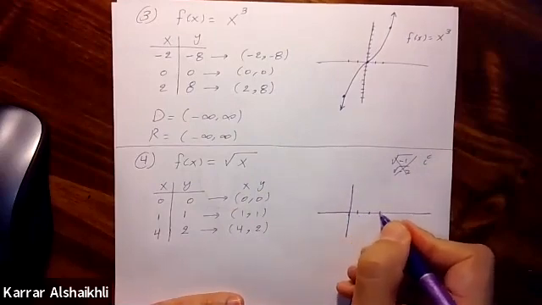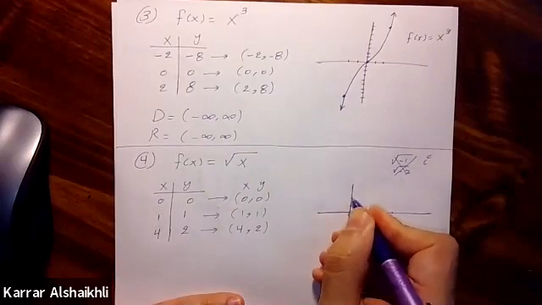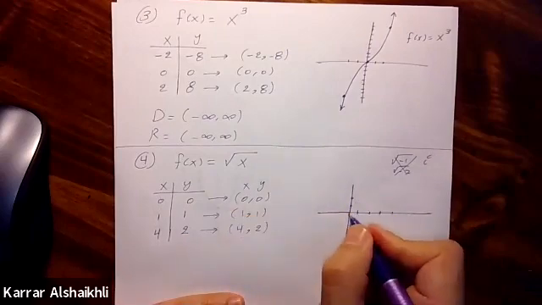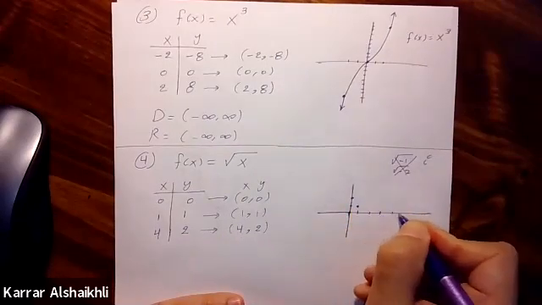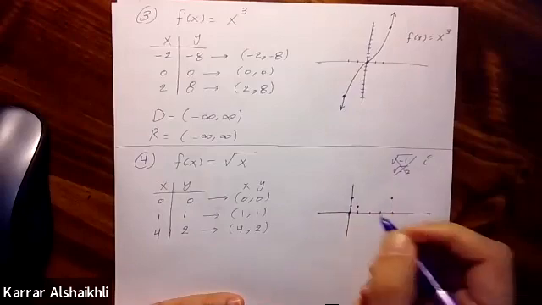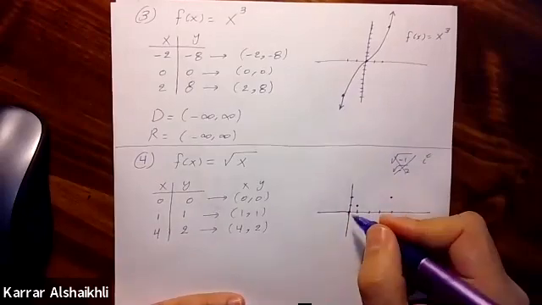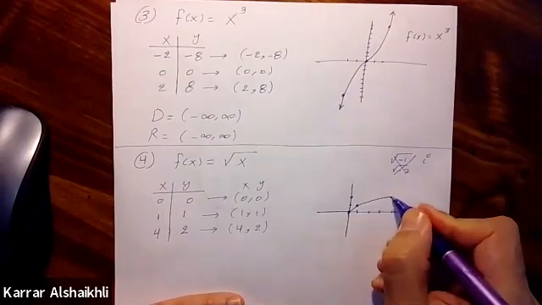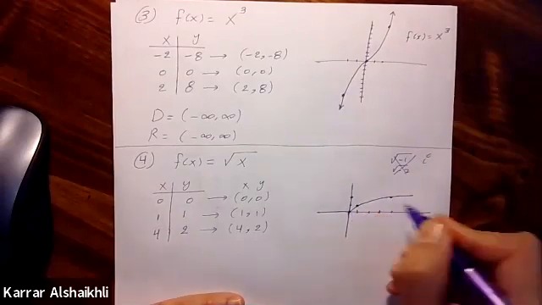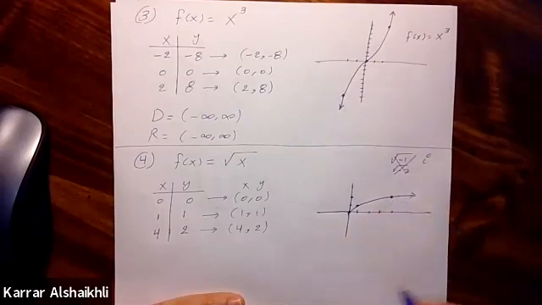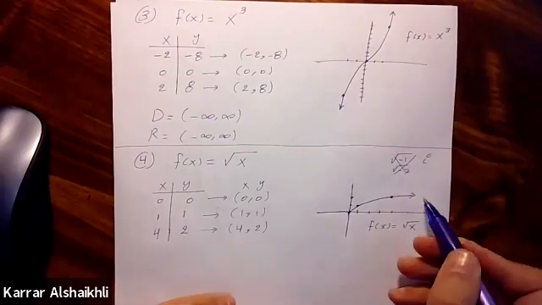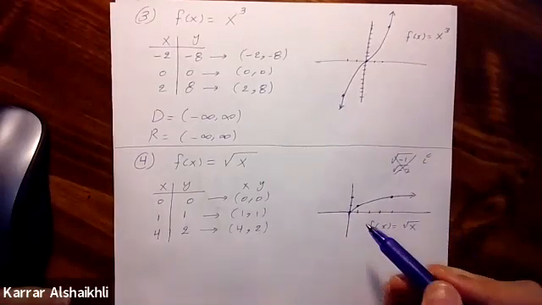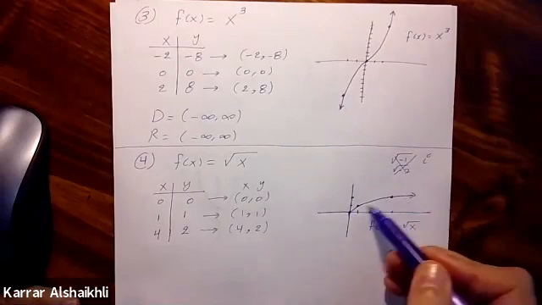1, 2, 3, 4. So the first point is 0, 0. The second point, 1, 1. Here's 1, 1. The third point, here is the 2, and here is the 4. So always this function looks like this. Always f of x equals square root of x is going to be the graph like this. Just a line goes to the right side like this.